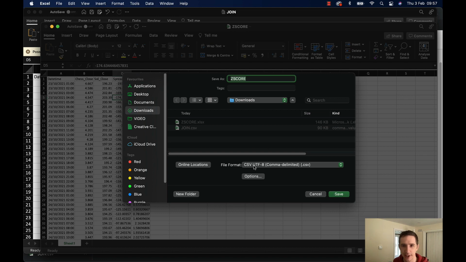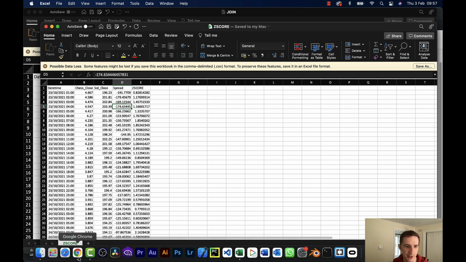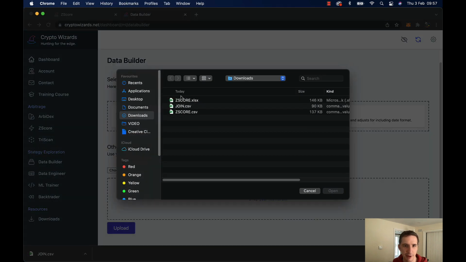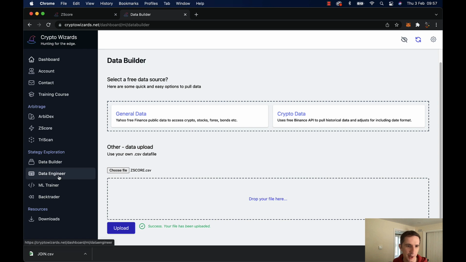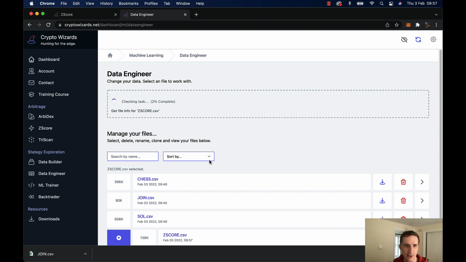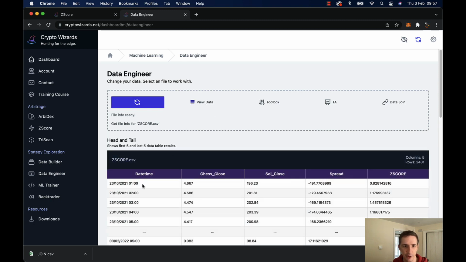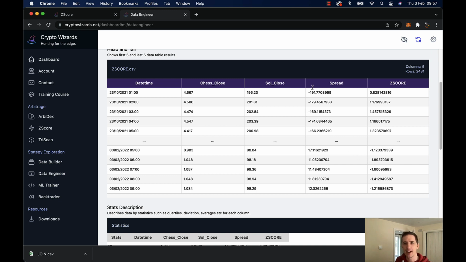Okay, so this is what I've now done here. I've changed this down here to CSV, and I've hit save, right? So now I've got the CSV file, and if I go to choose a data file, here's my CSV, zscore.csv, and if I hit upload, there you go, success, your file has been uploaded. Let's go to data engineer and show you that for a second so you can see it looks how you would expect. You've got your date time, your chess, your sol, your spread, your z-score, etc. It looks really good. So we now have a file that has the indicator for backtesting on it.